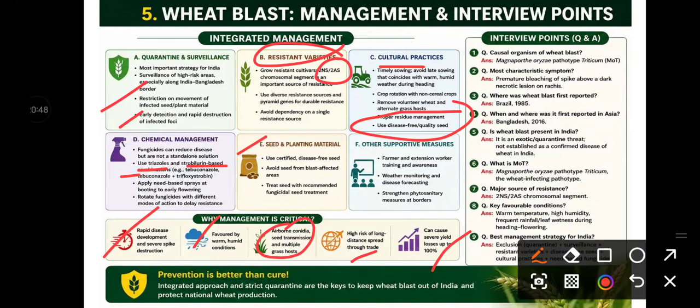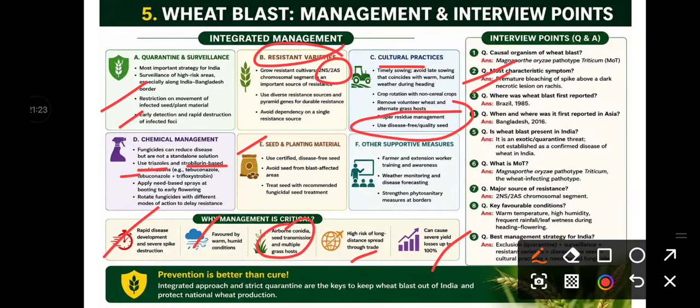Please remember this. Causal organism of wheat blast: Magnaporthe oryzae, pathotype Triticum. Most characteristic symptom of the disease is premature bleaching of spikes above a dark necrotic lesion on the rachis. Very, very important. Remember this. Then where was wheat blast first reported? Brazil, 1985. Then when and where was it first reported in Asia? It was first reported in Asia in Bangladesh, 2016.